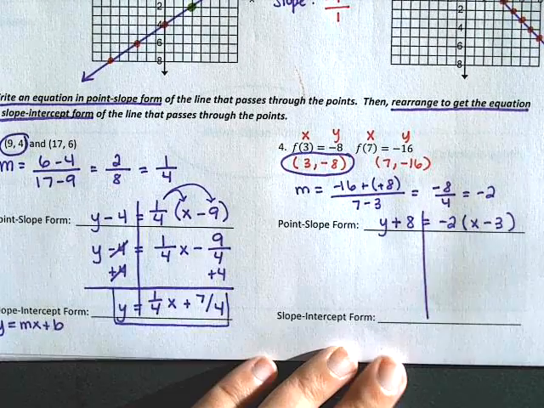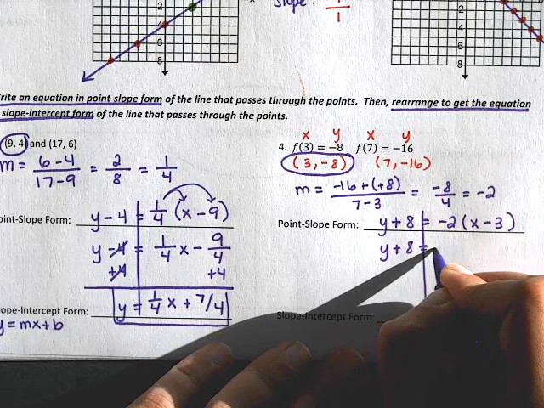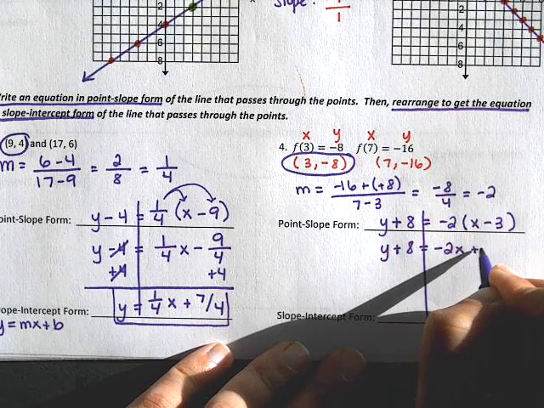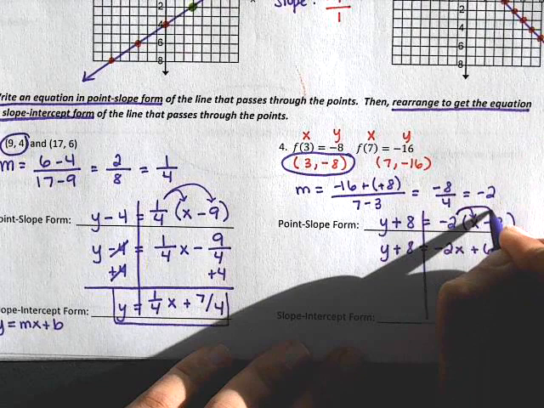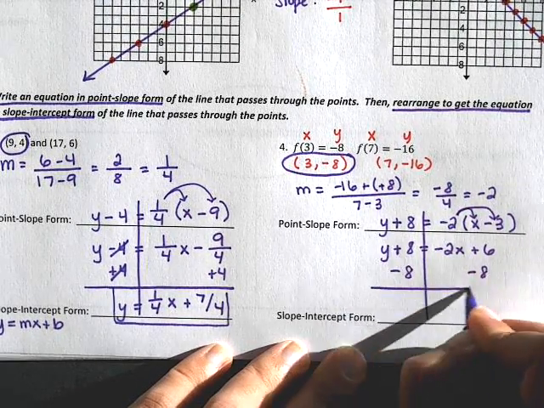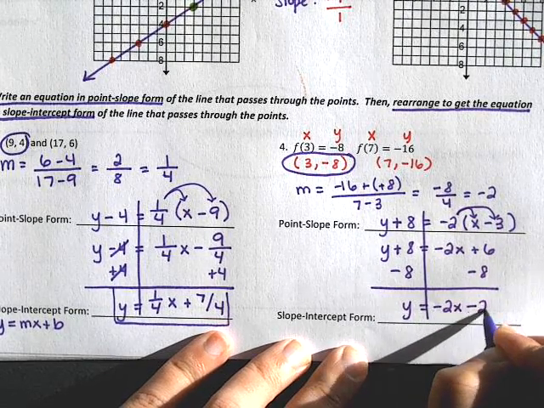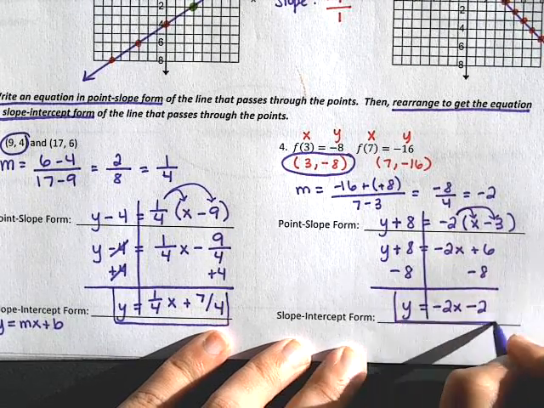And now I'm going to rearrange. Distribute the -2. I get -2x + 6. Subtract the 8 on both sides, and I get y = -2x - 2.